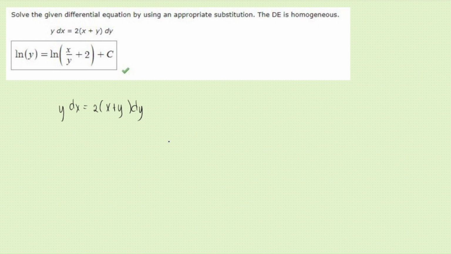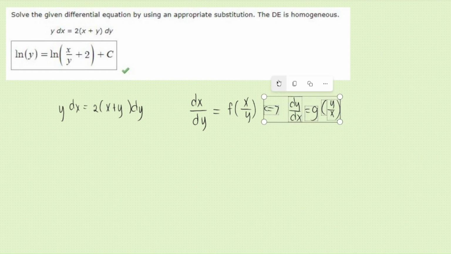A first order differential equation is said to be homogeneous if we can express our differential equation of this form: dx over dy is equal to some function f in terms of x over y. Similarly, we can also have dy over dx is equal to some function g of y over x. But we're not going to use this one. We're going to use this one here. So we'll find a way to make our differential equation have this function on the right hand side of the equation, like this form, f of x over y.